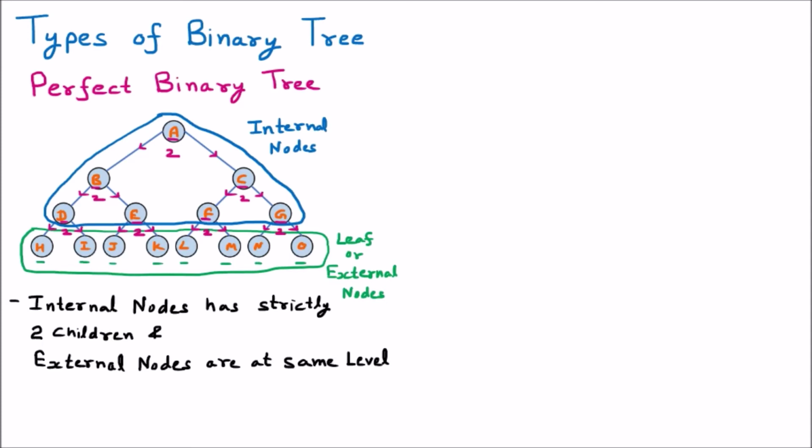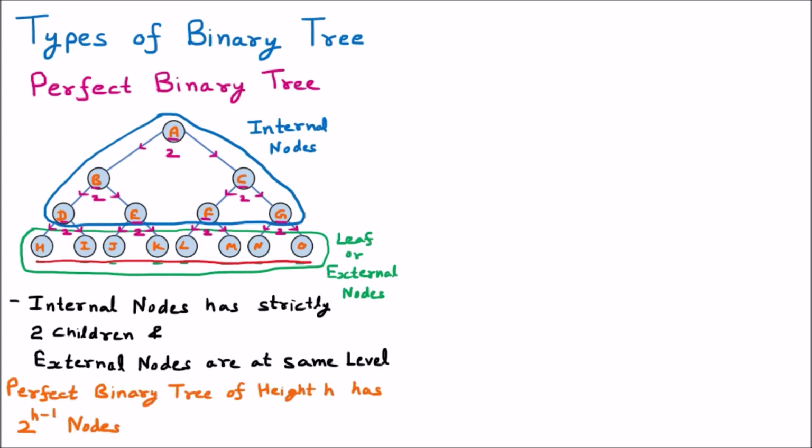Then the second condition says that external nodes are at the same level. External nodes are nothing but the leaf nodes. So all these nodes H, I, J, K, L, M, N, O are at the same level. So this is the perfect binary tree, where we have internal nodes with two children and all external nodes at the same level. If the height of a perfect binary tree is H, it will have 2 raised to power H minus 1 nodes.